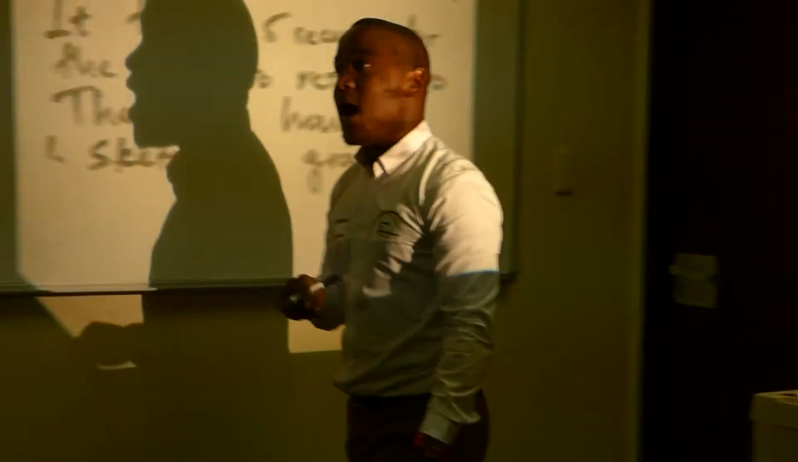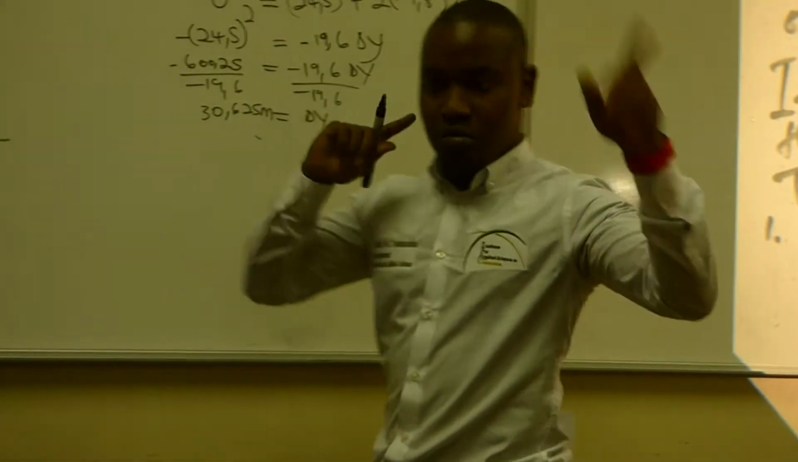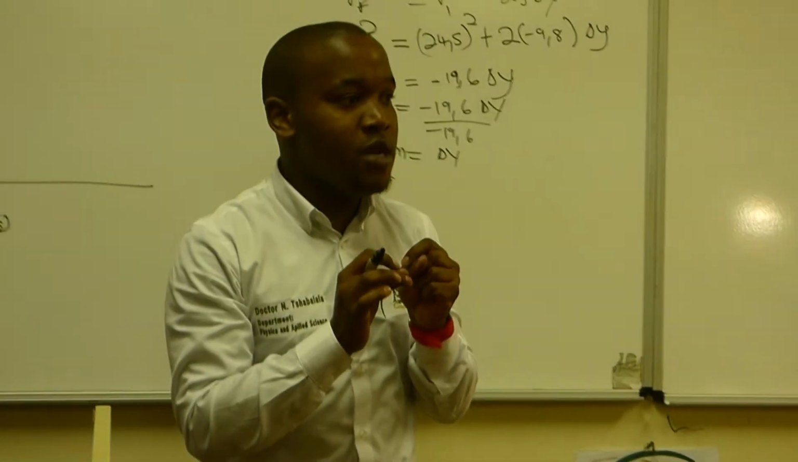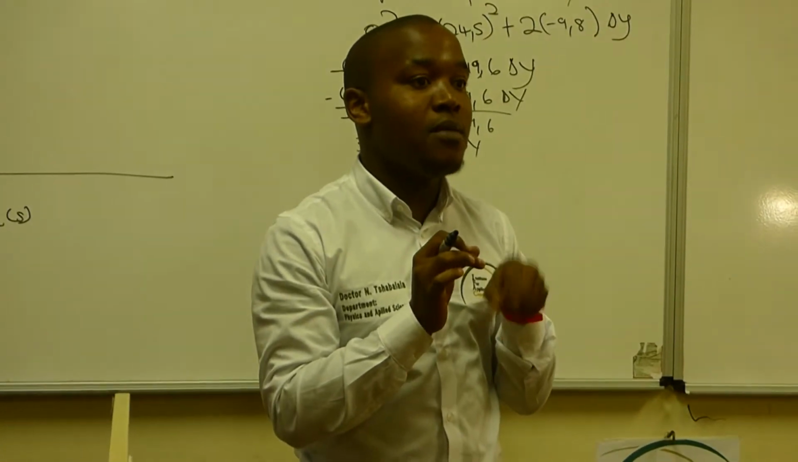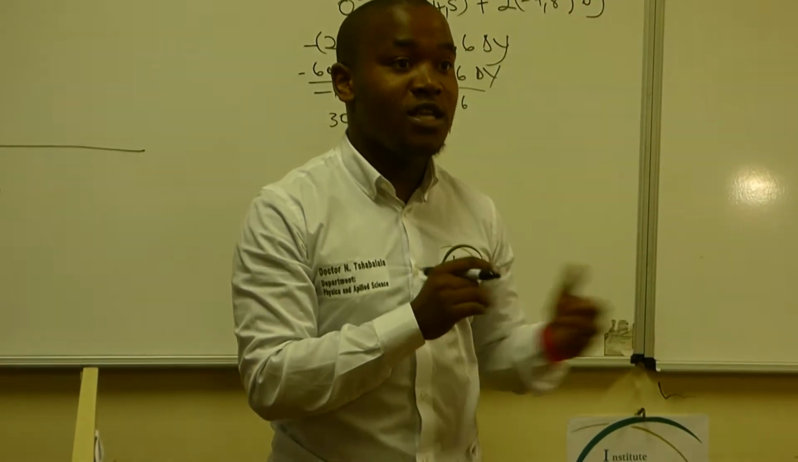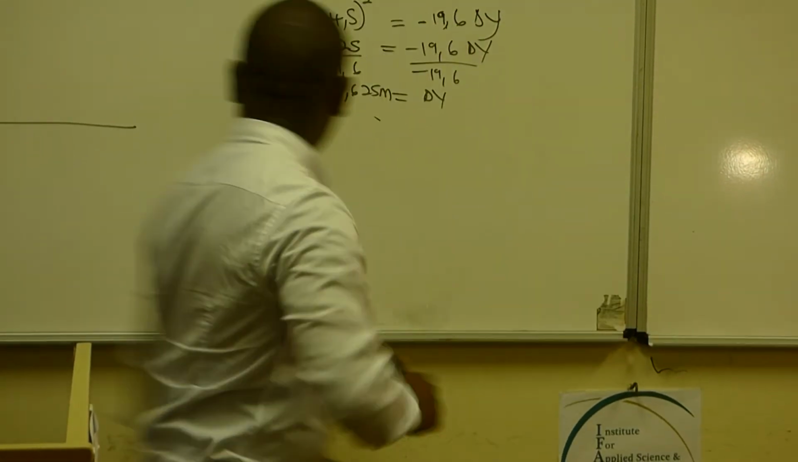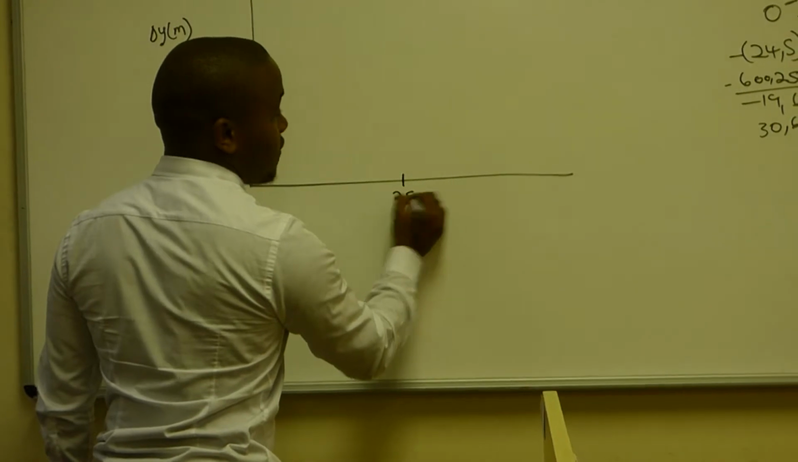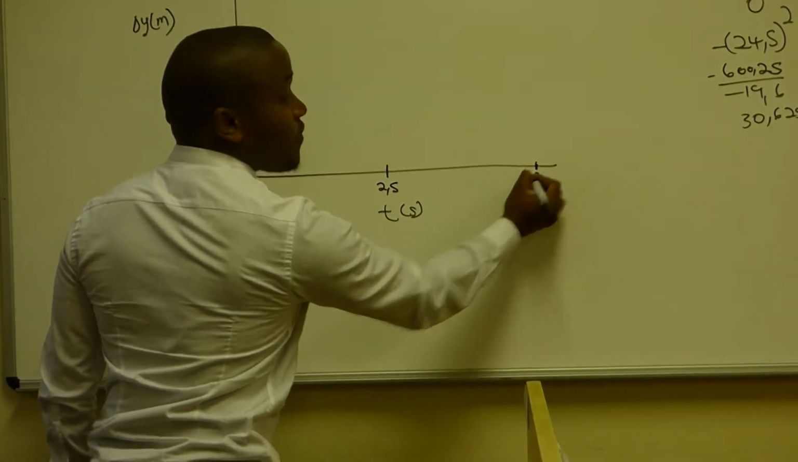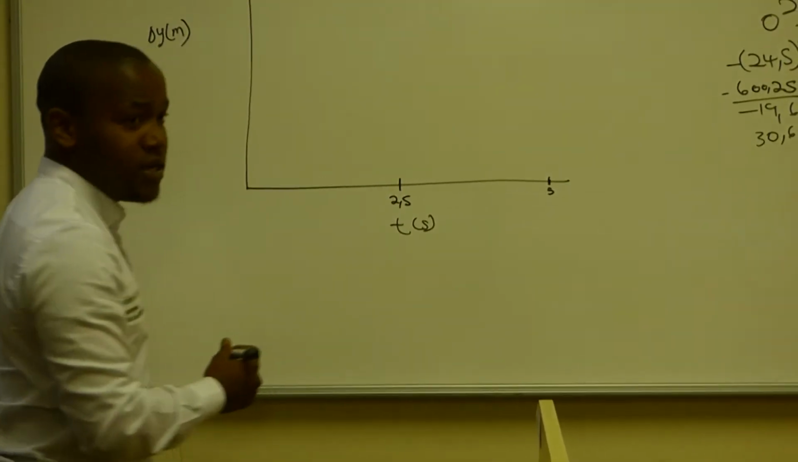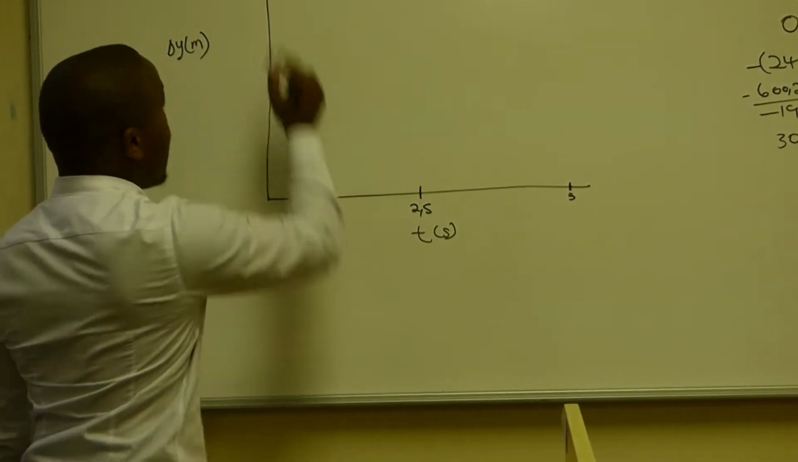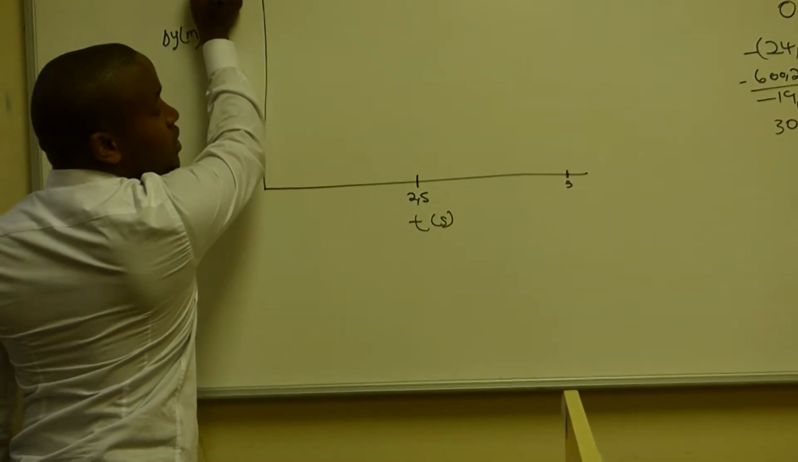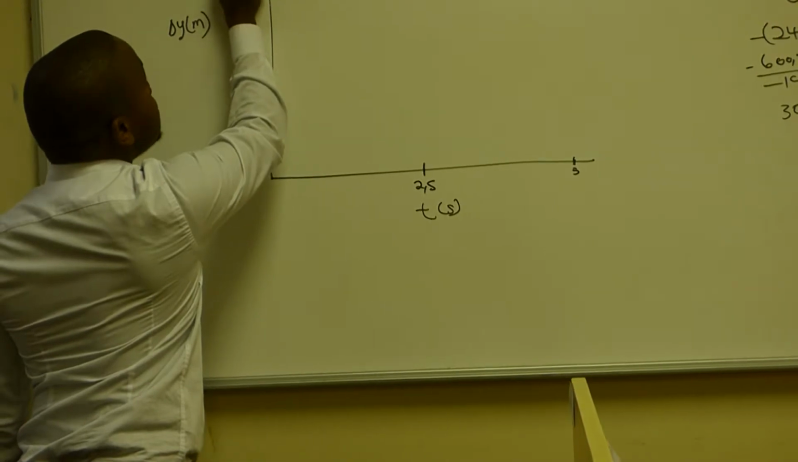I said T1 is equal to T2. Meaning the time it will take for the ball to reach the maximum point will be half of 5. What is half of 5? 2.5. So here you indicate 2.5. Here you indicate 5. Very easy. Now here you're going to indicate 30.625.